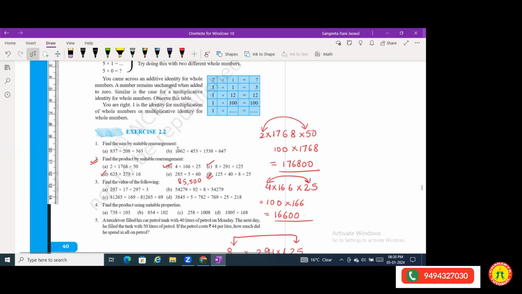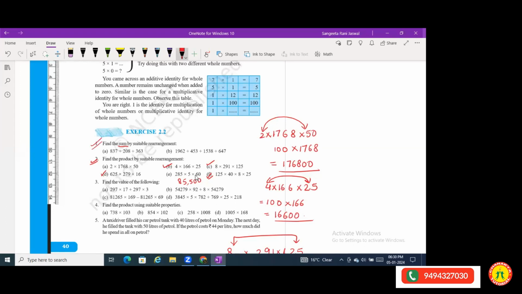Let's find the sum by suitable rearrangement. So see this, the second question which we did just now, this was all about multiplication. You chose correct arrangement and then you multiplied. Now this one is finding with addition, making suitable arrangement and adding. The same way you have to choose those numbers which will give you the easier number in hundreds, thousands, tens.